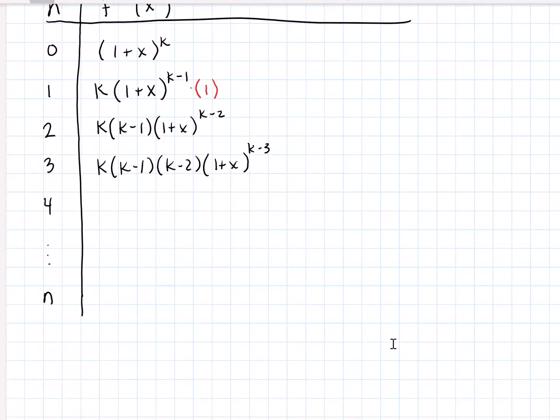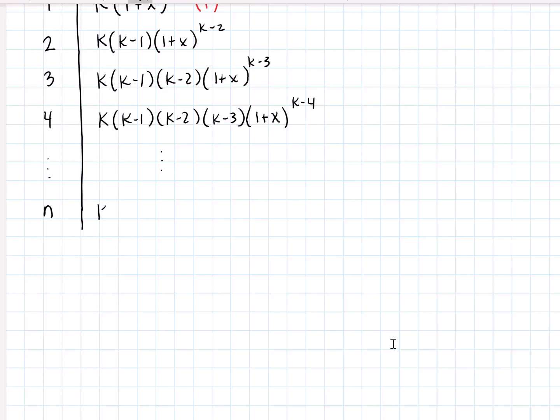By the fourth derivative, we're going to have a product of 4 factors: k times k minus 1 times k minus 2 times k minus 3 times 1 plus x to the k minus 4. Hopefully we can see what the pattern is going to look like. Every time we do this, we bring down a power. So by the time we get to the nth derivative, think like the 100th derivative, we're going to have k times k minus 1 times k minus 2 all the way out to k minus n plus 1. So, think about the fourth derivative.